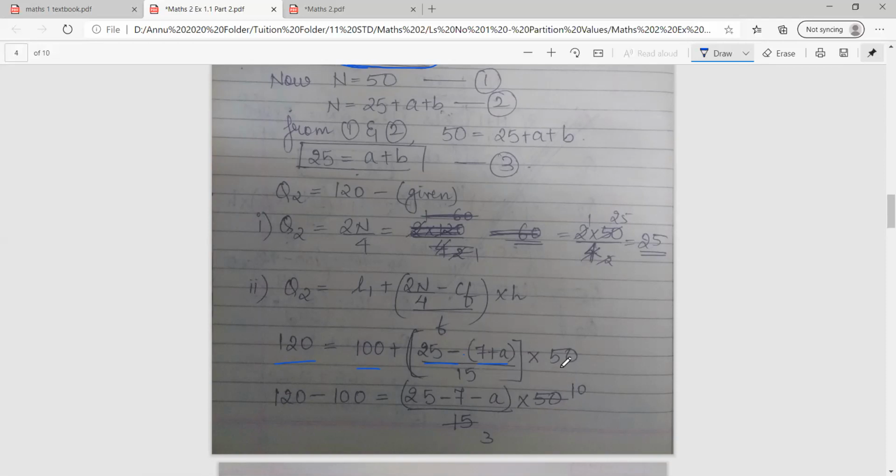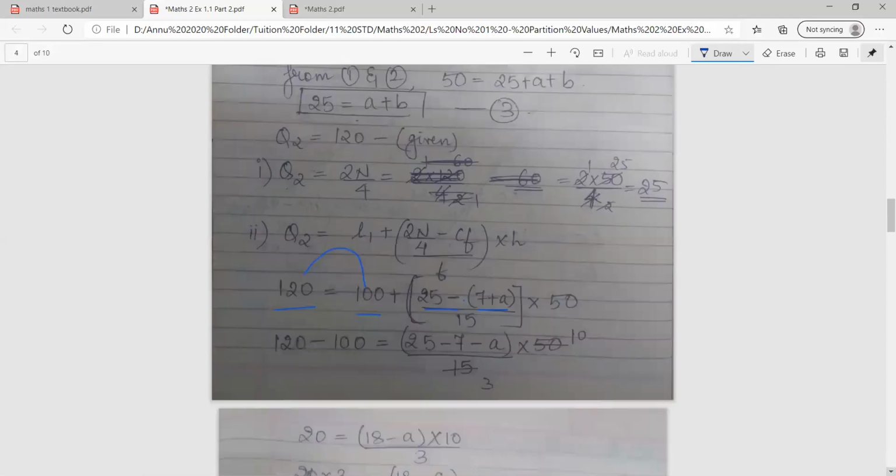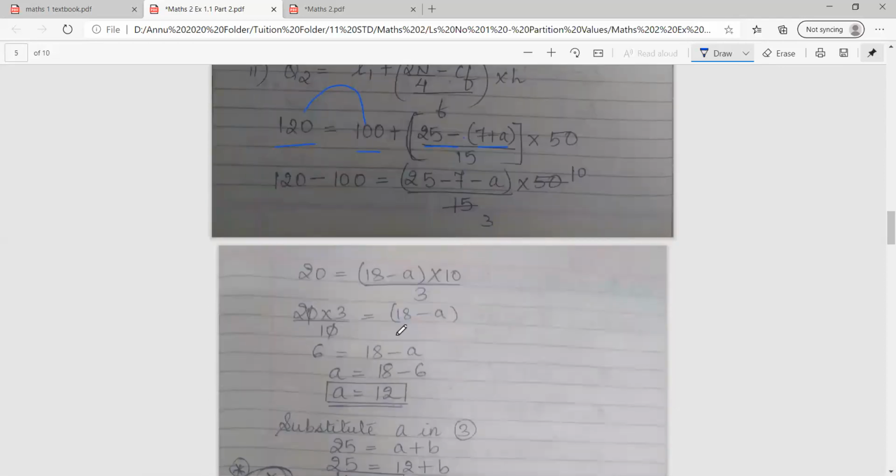As we know class, first we always have to solve the bracket. Can you see in the next line, I have taken 100 that side and it has become subtraction. 25 minus 7 minus A upon 15 into 50. Then I have cancelled and multiplied: 5 3s are 15, 5 10s are 50. So 120 minus 100 gives you 20. 25 minus 7 gives you 18 minus A, into 10 upon 3.